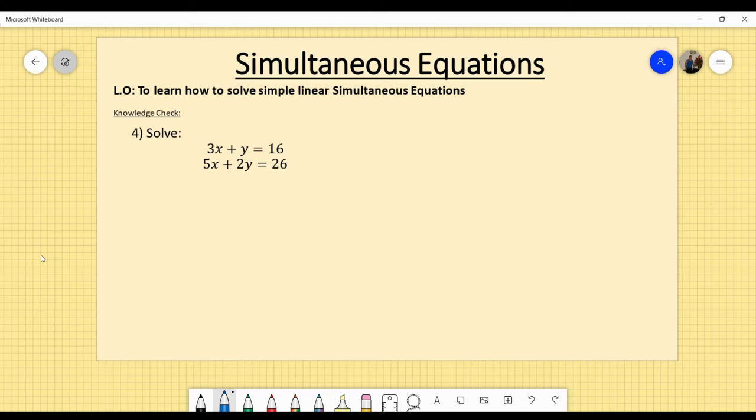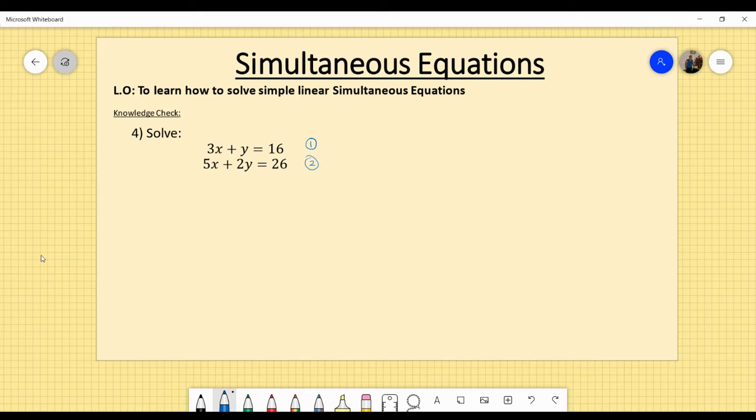Right, okay, so hopefully you've spotted the fact that I've got 3x here and 5x here. They're different. I've got a single y here and a 2y here. They're different. I'm still going to start by labelling the fact that I've got equation 1 and equation 2. But I need to try and get either the x is the same or either the y is the same. Okay. Now, to get the x is the same, I'm going to have to do something to both. But I can make this y into a 2y by doubling equation 1.